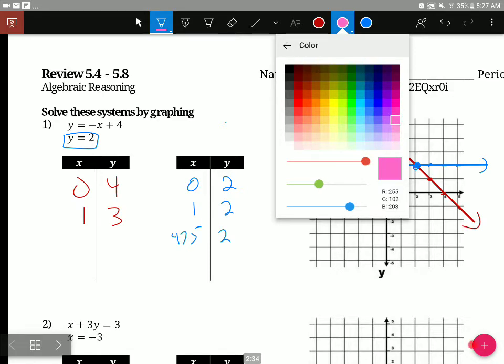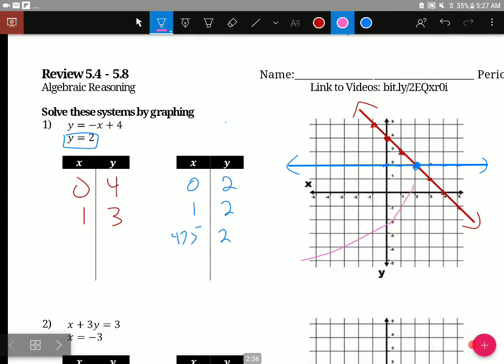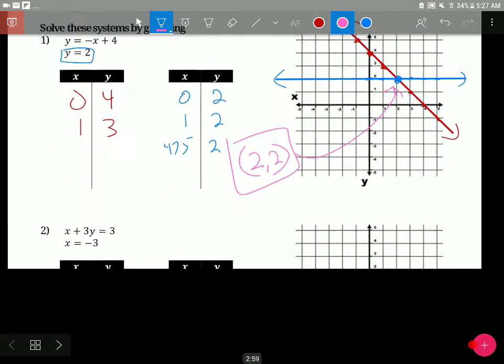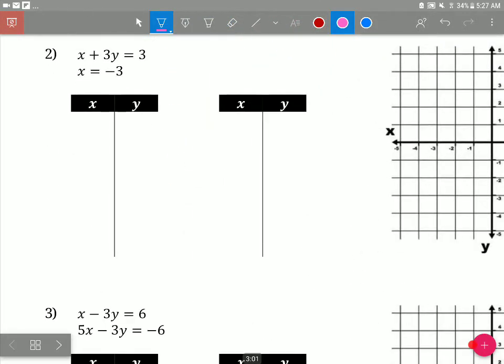Let's use that one. So the answer is right there. That's a horrible arrow. There. At 2, 2. And that's your answer. Okay. Same is true for the rest of these. So if I were you, I'd go ahead and try the next two. And we'll go from there.